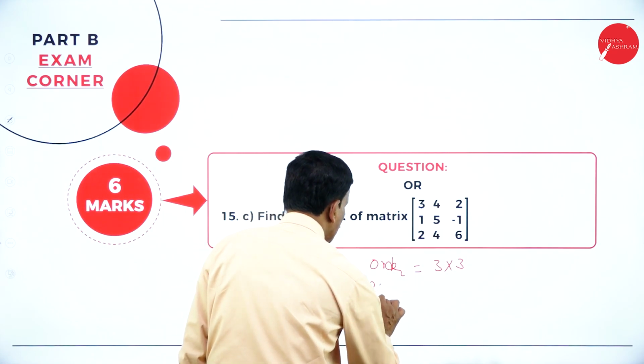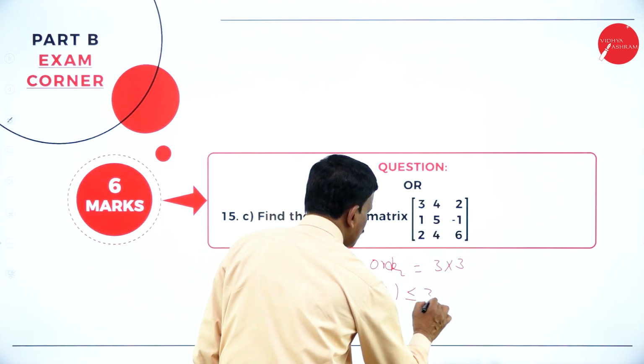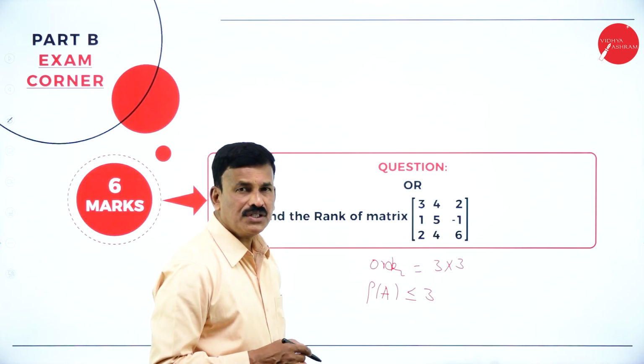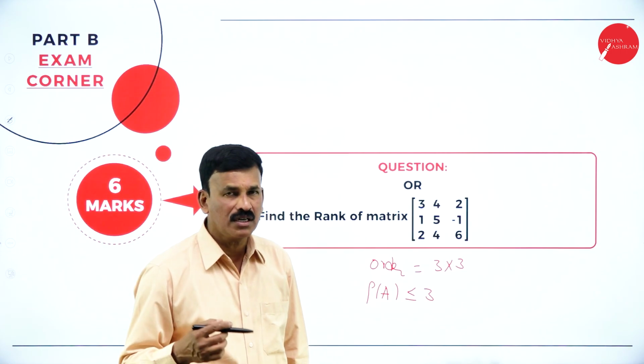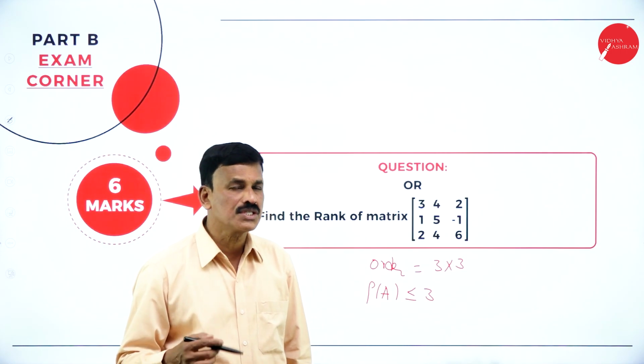So that means the rank of the matrix A is less than or equal to 3. So just find out the determinant of this matrix, and verify whether the value of the determinant is equal to 0 or not.